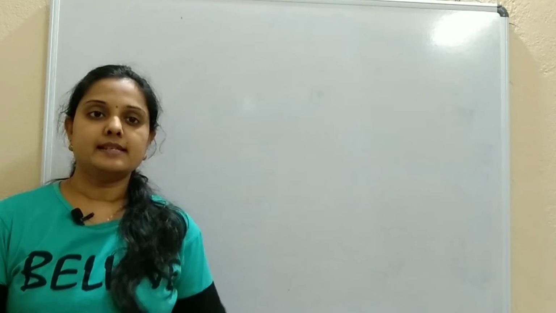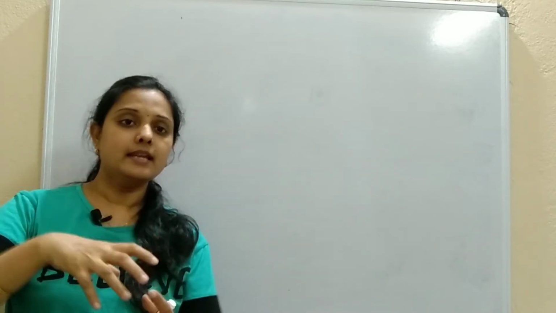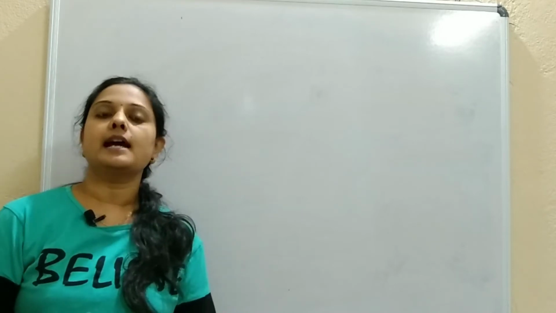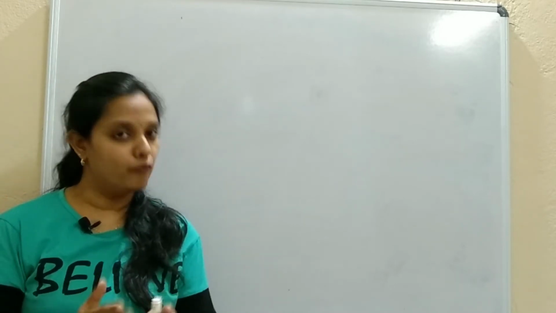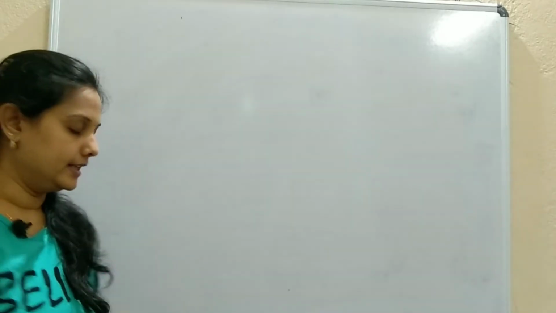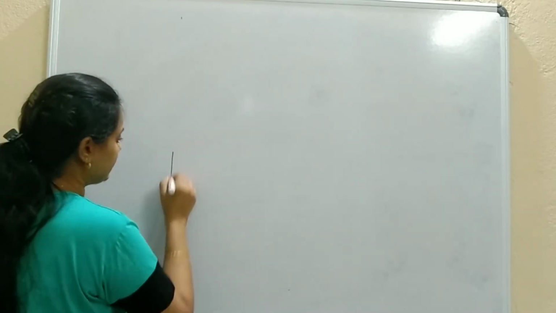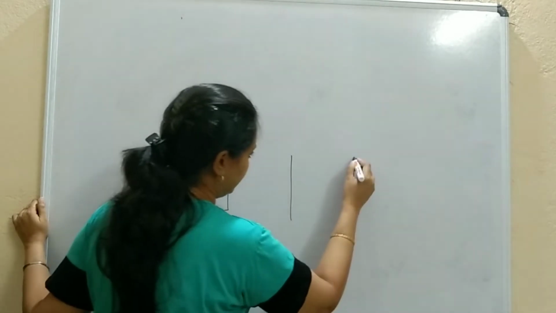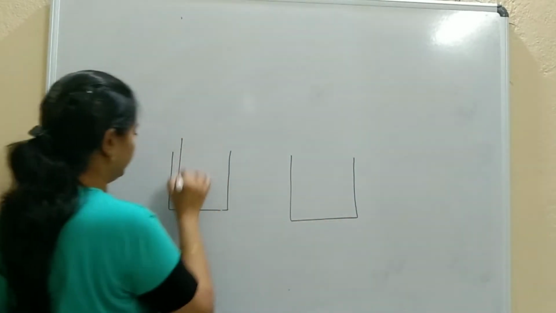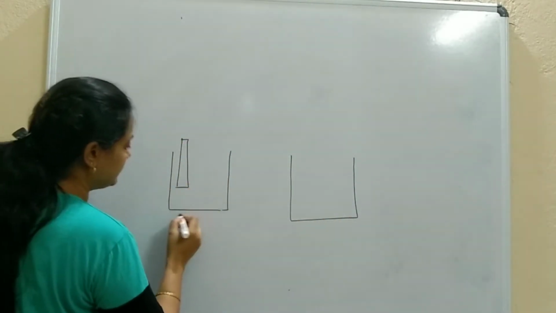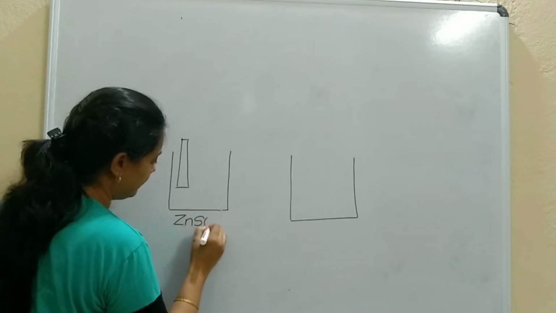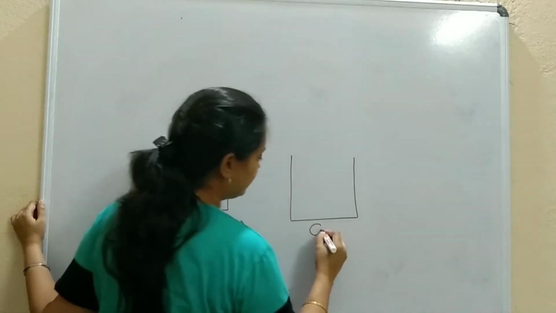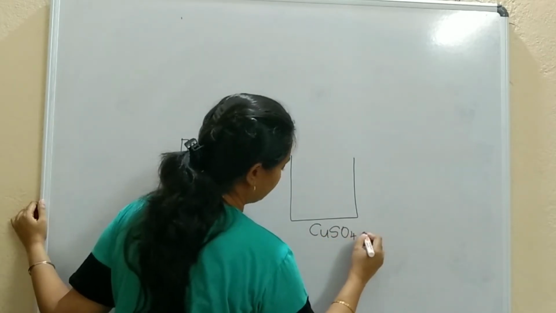So in the previous example, we have seen that the zinc rod is immersed into the copper sulfate solution, and the reaction is taking place only in one beaker or one container. Now suppose it is happening in different containers. I will take two containers. One container is filled with zinc sulfate aqueous solution, and the other is filled with copper sulfate aqueous solution.